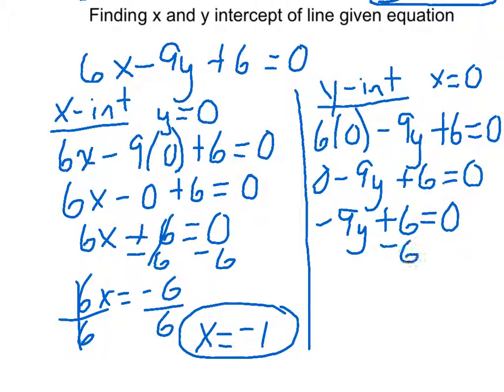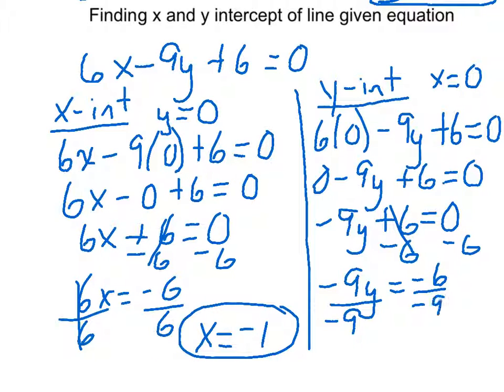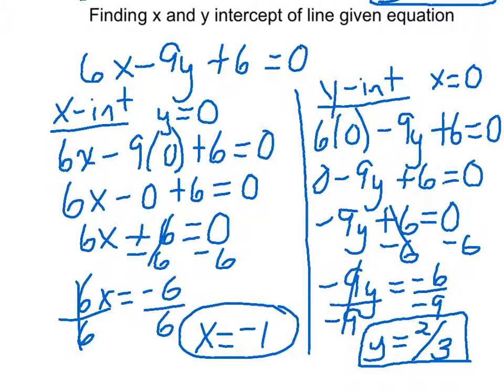Two-step equation, so we subtract a 6. Negative 9y equals negative 6. And now we divide both sides by negative 9. And two things happen here. We have negative divided by a negative, so that's going to give us a positive number. Plus we need to reduce. The 6 and the 9 can both be reduced by 3. 3 goes into 6 2 times. 3 goes into 9 3 times. So our y-intercept happens at 2/3.